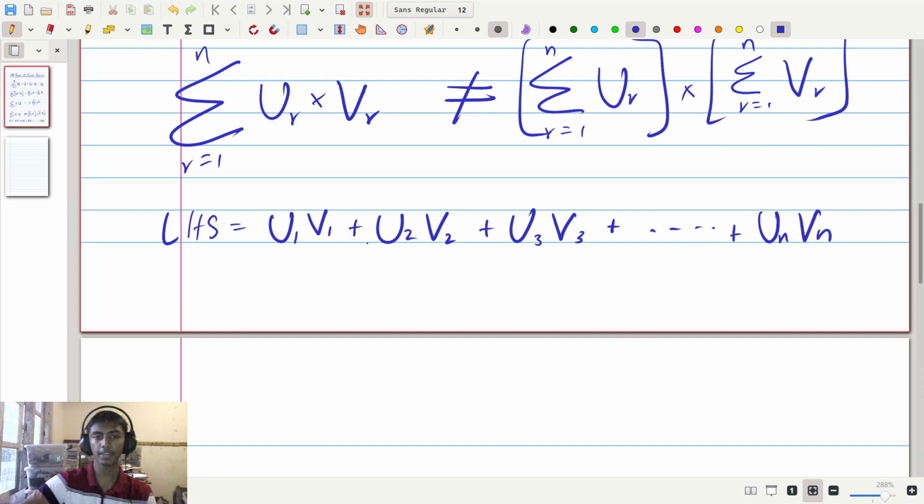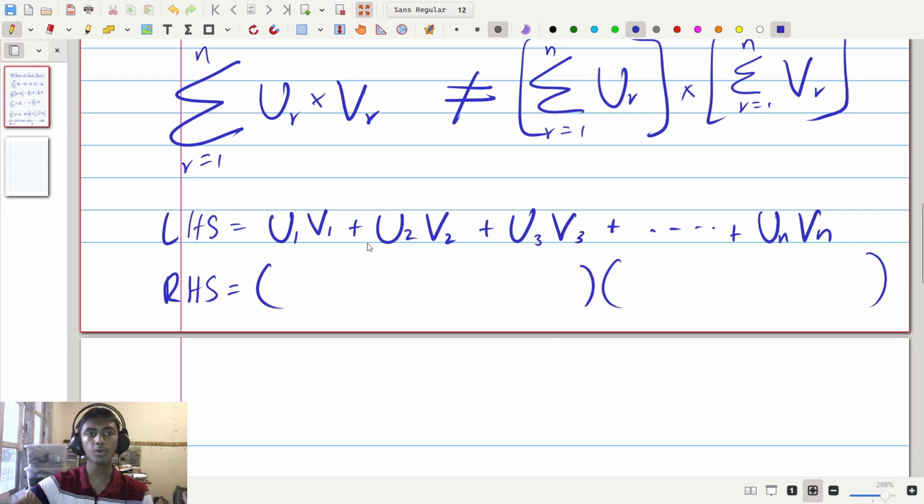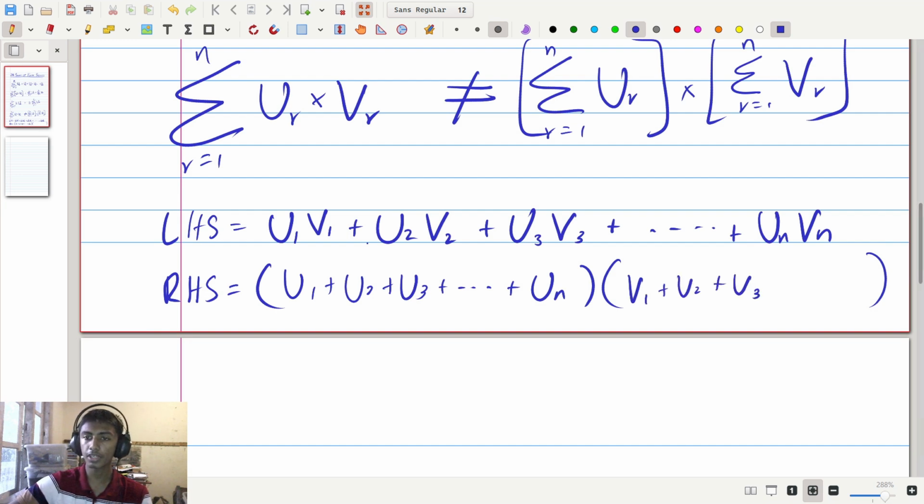And for the right hand side, we can see the right hand side is the product of two sums. It's the product of the sums going from u of r from r equals 1 up to n and v of r from r equals 1 up to n. If we write those out, starting from the first sum, it would be u of 1 plus u of 2 plus u of 3 plus dot dot dot until u of n, and the next sum would be v of 1 plus v of 2 plus v of 3 plus dot dot dot all the way up to v of n.